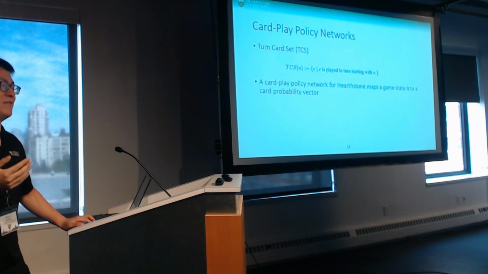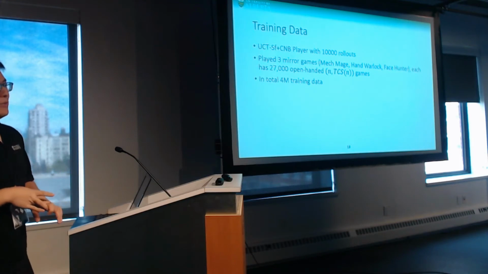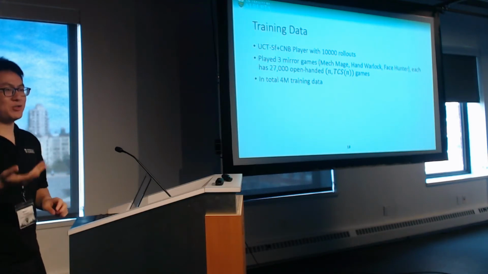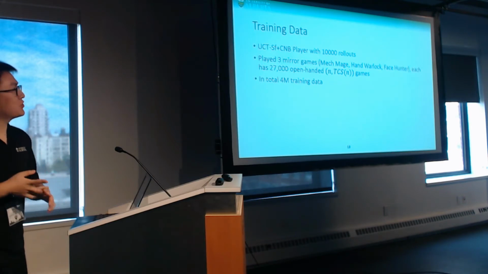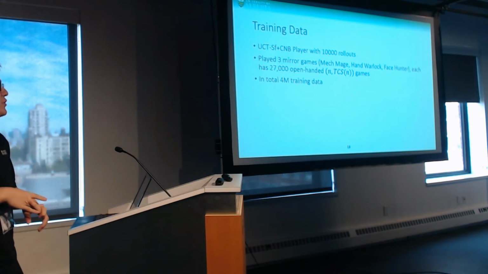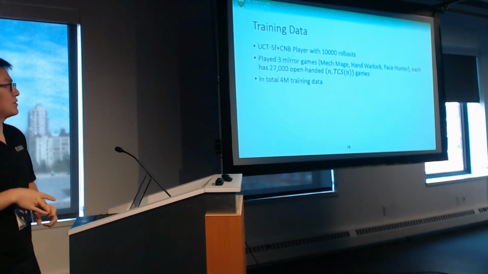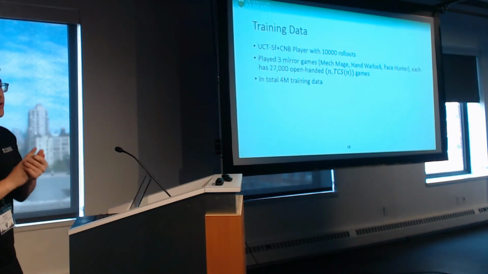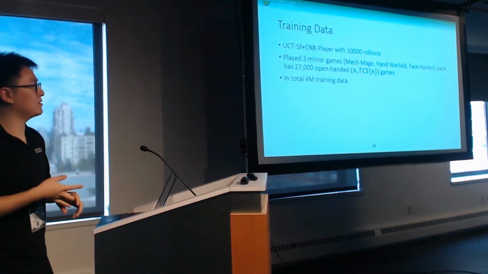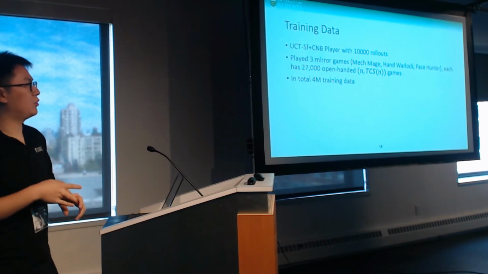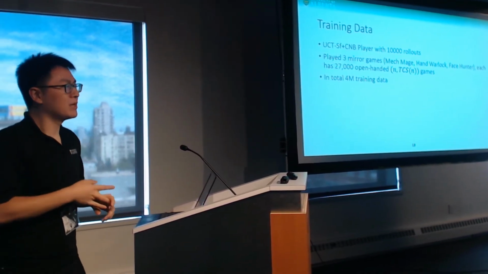card probability vector. So for the training data, we actually use the open-handed training data with UCT agent plus the Silverfish end-to-end evaluation and the chance node bucketing with 10,000 rollouts. For each mirror game, we generate 27,000 open-handed games, and there are in total 4 million training data.